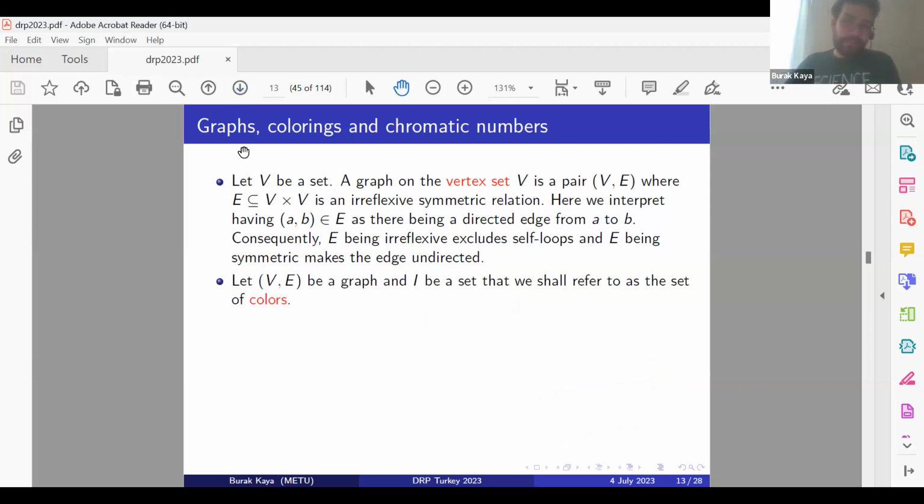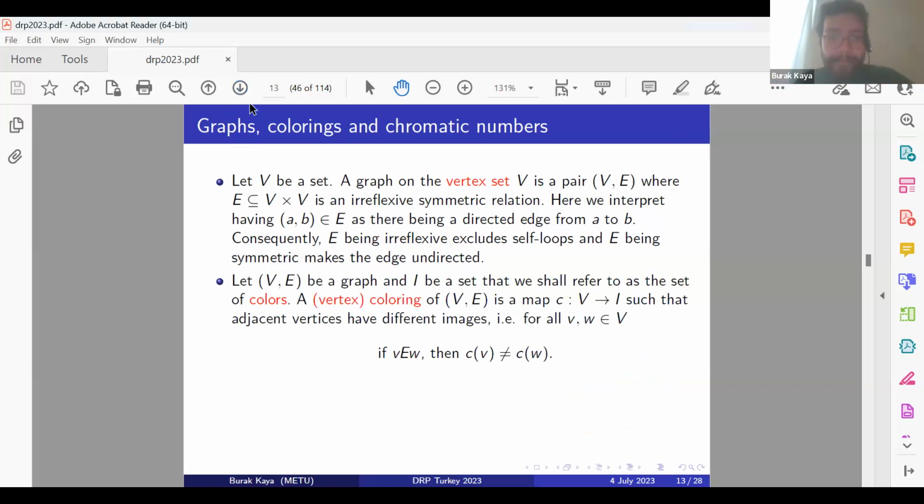Now, start with a graph, and let's take a set, which we shall refer to as the set of colors. Now, a vertex coloring is a map doing the following. I'm going to give an example because you may not have seen this. This is your graph, okay? You want to color the vertices with different colors so that adjacent things get different colors. For example, this is a coloring of this graph with 3 colors. Adjacent vertices, where there's an edge between them, are assigned different colors. So this is a vertex coloring of the graph, okay?